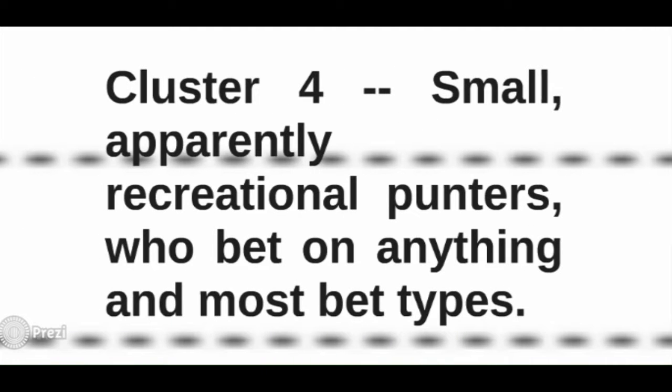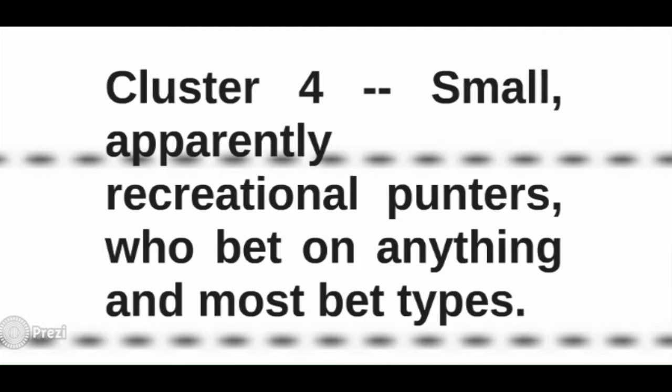Cluster number 4, these were small, apparently recreational punters who bet on anything and most bet types. So these were also ones that were very good for the sportsbook, and this was the segment that was their most profitable. So what the sportsbook should be doing with these is learning more about them, learning more about their behavior, what they like to bet on, and basically using that information to send them marketing offers that were particularly interesting to them.